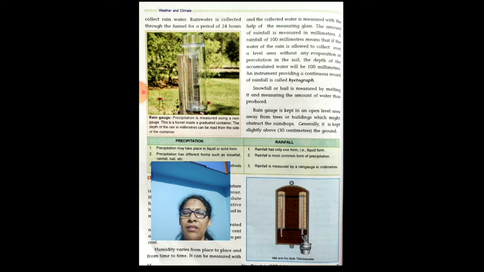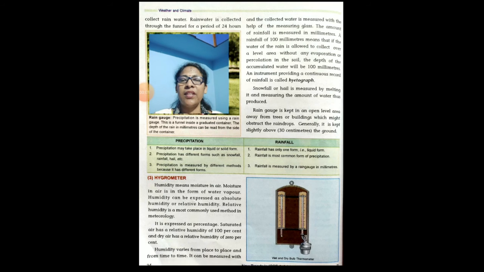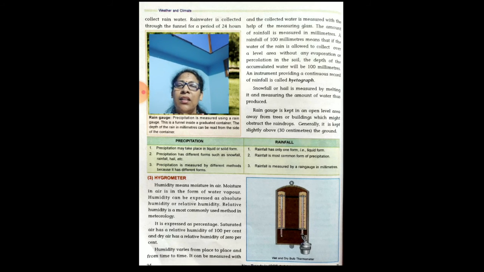You understood this? Here you can see they have given the difference between precipitation and rainfall. So what is the difference? Precipitation may take place in liquid form or solid form, whereas rainfall has only one form, that is liquid form. Second, precipitation has different forms such as snowfall, rainfall, hail, etc., whereas rainfall is the most common form of precipitation. Thirdly, precipitation is measured by different methods because it has different forms, whereas rainfall is measured by a rain gauge in millimeters.